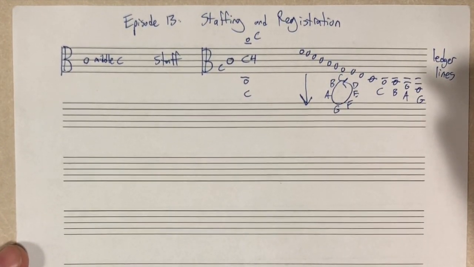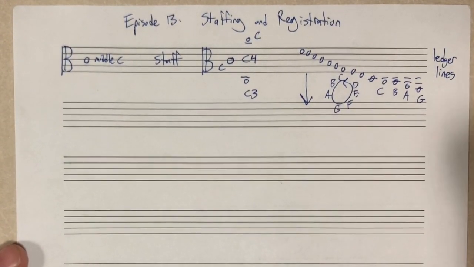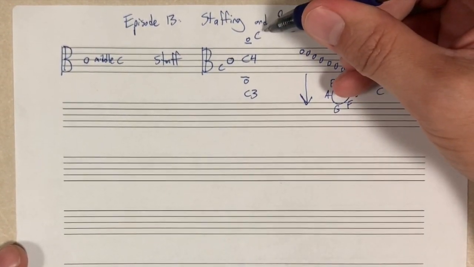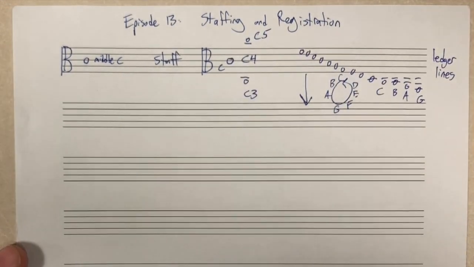Just like the kind of explosive. And we call the one below it C3. Can you guess what we call the one above it? Yeah, that's right. Good guess. It's C5.